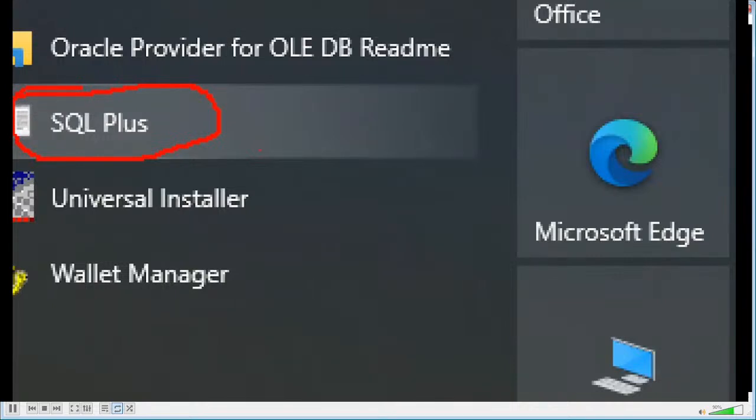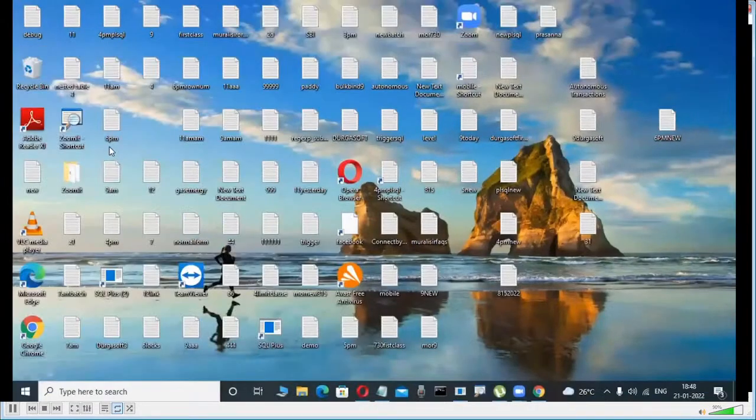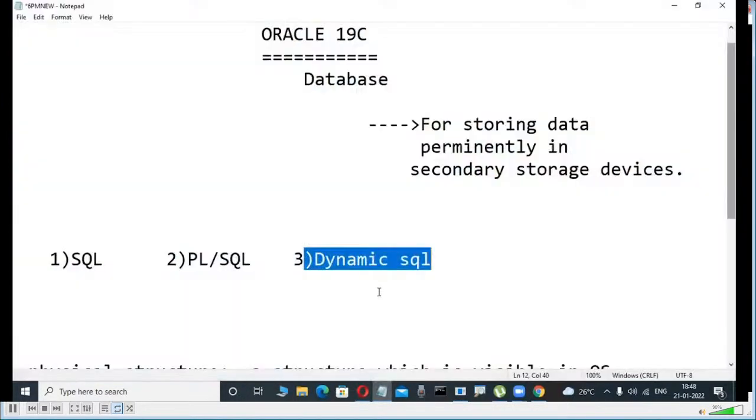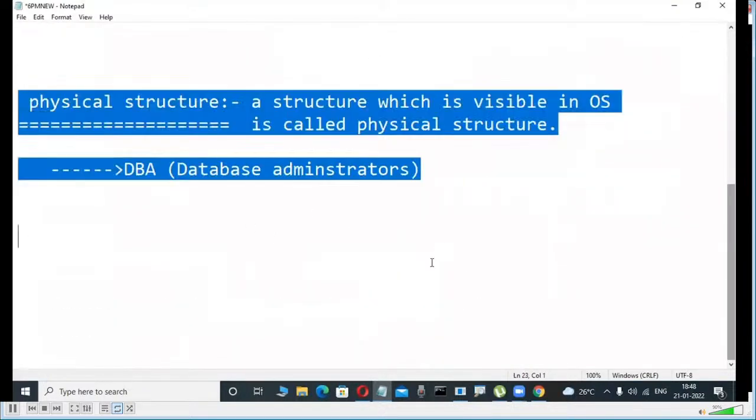Again, SQL Navigator is a tool, Toad is a tool. Those are all explicit GUI tools. But SQL Plus you are not required to load. Once we load the Oracle software, the SQL Plus tool is automatically available. When we start our course, you will understand all those things. Those are all things we only learn in our course.